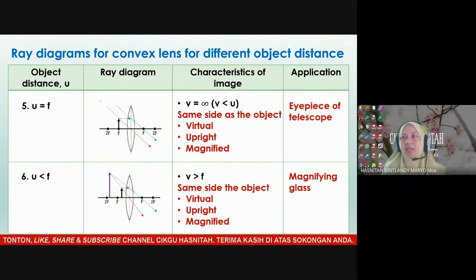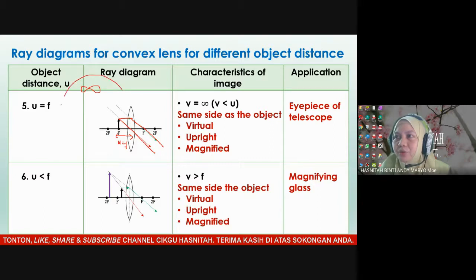All right. This is the fifth position. u is placed exactly at F, at the focal point. For this one, we apply rule number 1 and rule number 2. In this case, there is no way these two lines will intersect. These two lines will be parallel. So where is our image formed? Our image is formed at infinity, somewhere up there. The image is formed at the same side.